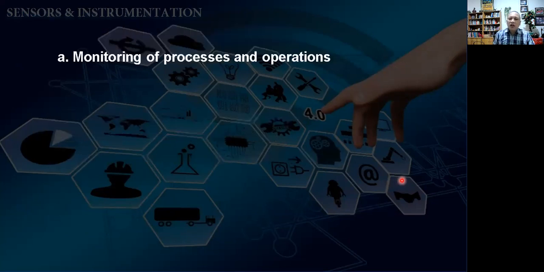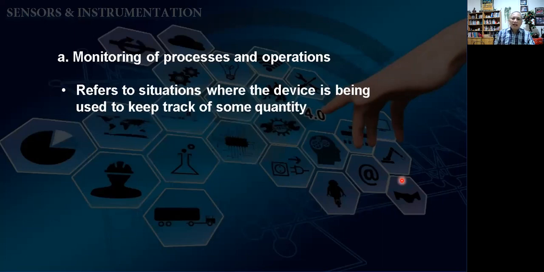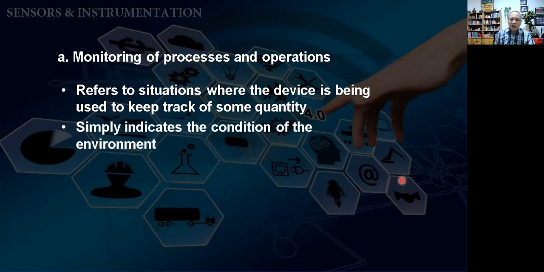First, monitoring of processes and operations. This refers to situations where the device is used to keep track of some quantity. So we want it to be at a certain level. Then in that case, we need to keep tracking it. Otherwise we are losing the point or target.